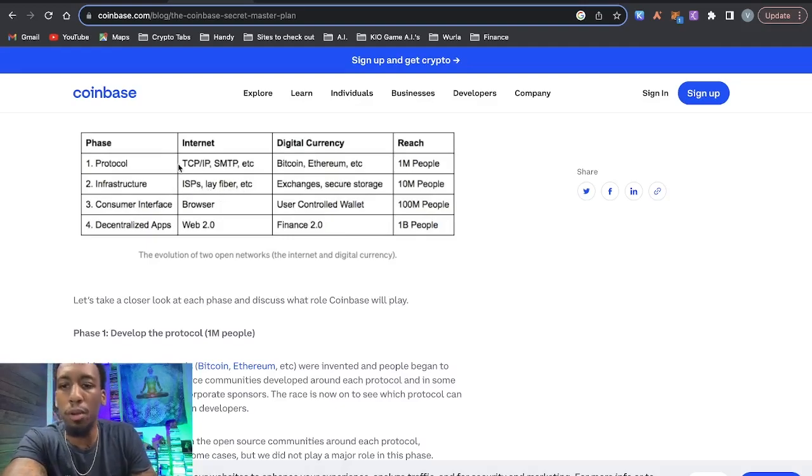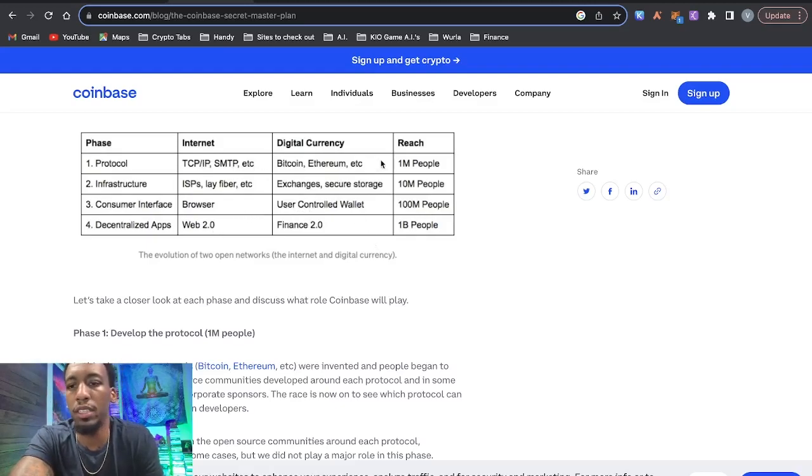So now that you have the protocol, and then you have infrastructure on top of the protocol, next comes the consumer interface, which is the browser: Internet Explorer, Netscape, Safari, etc. And then after you have a browser, then you have applications: Facebook, Instagram, Snapchat, Google, these standard websites. This is the order of the tech stack, and it has to go in this order. Crypto has the same parallels.